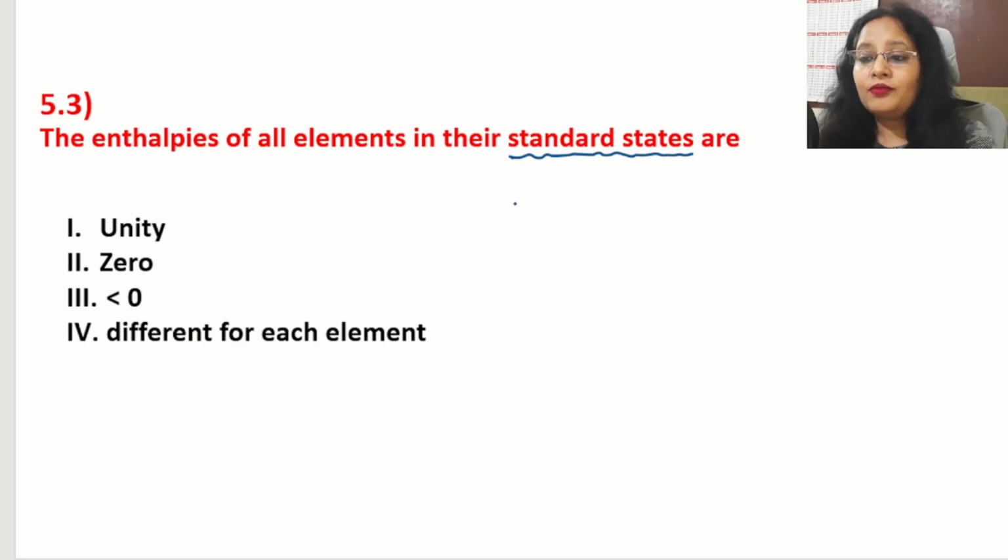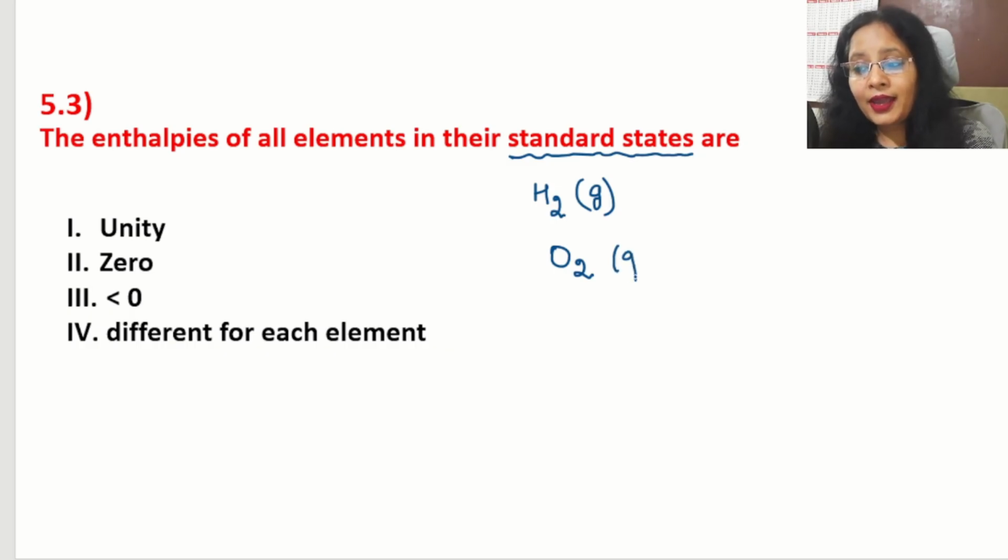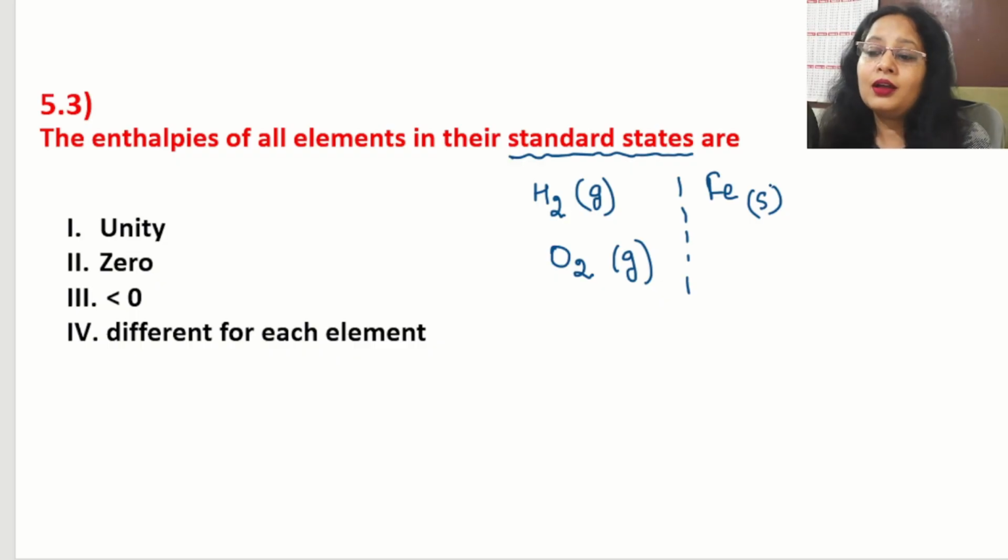Like, we can say hydrogen always occurs in the standard state as dihydrogen, H2, in the gaseous state. This is the standard state of hydrogen. In the same way, oxygen always occurs as O2, dioxygen, in the gaseous form. One more example: iron always occurs in the solid state. This is the standard state of the elements.